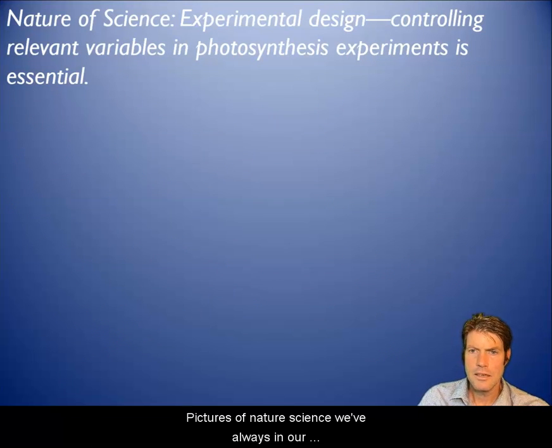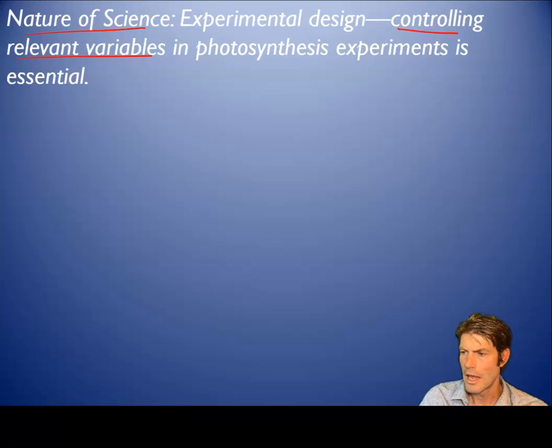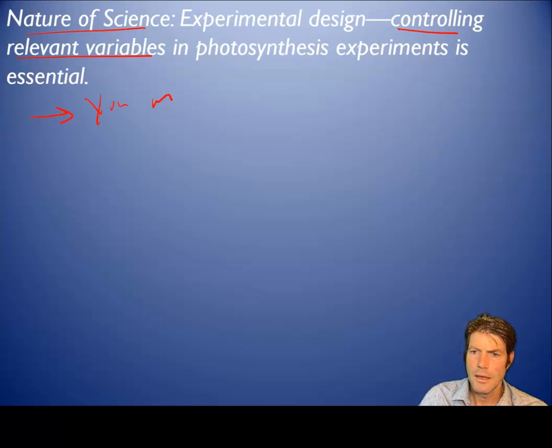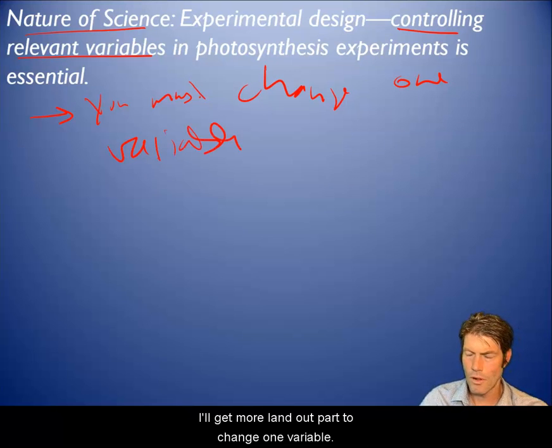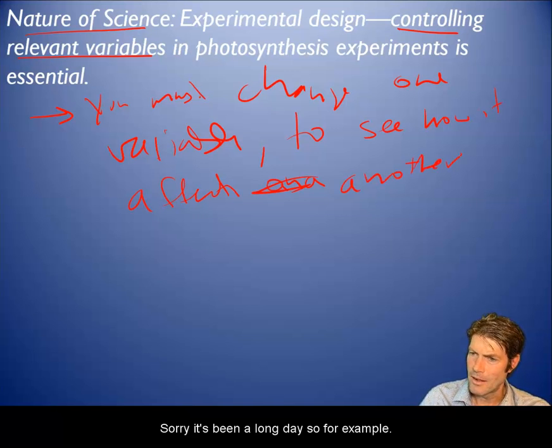And just in terms of nature of science, we've always in our experiments been focusing on controlling variables, because if you're going to do an experiment, you must change one variable to see how it affects another. We'll get more along that with part 2.